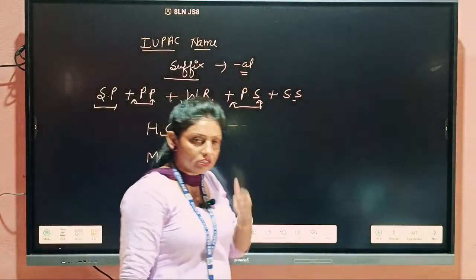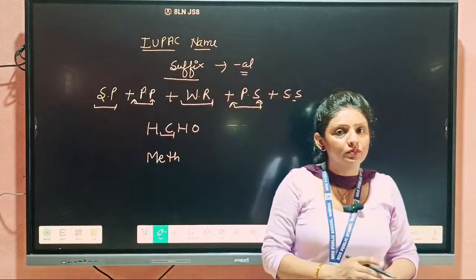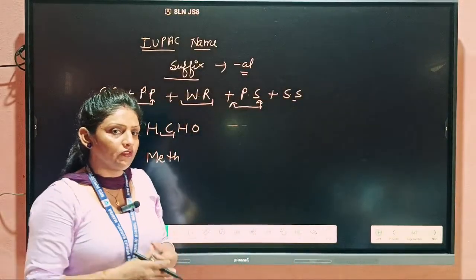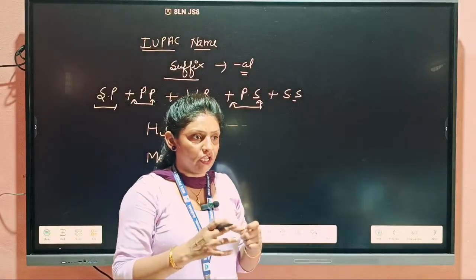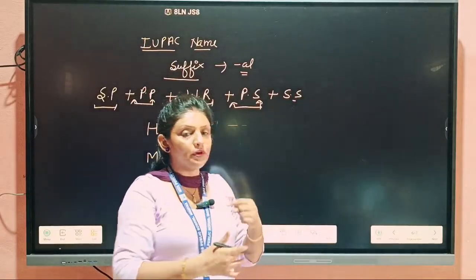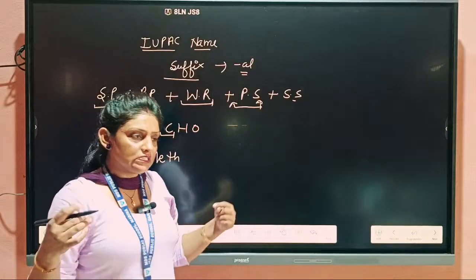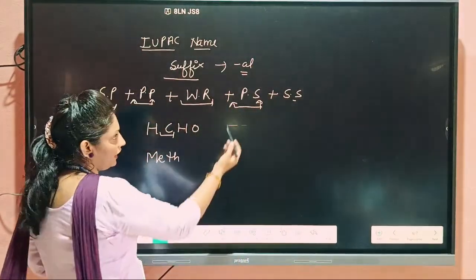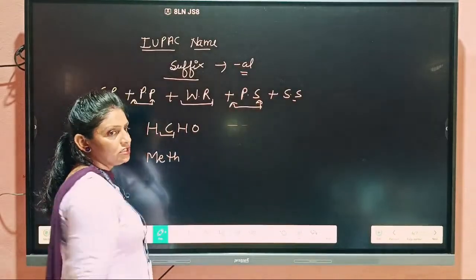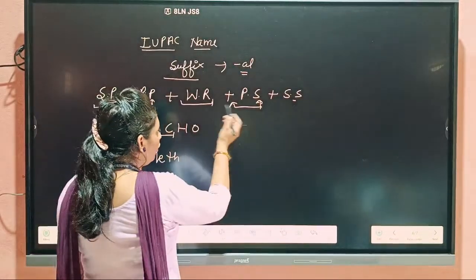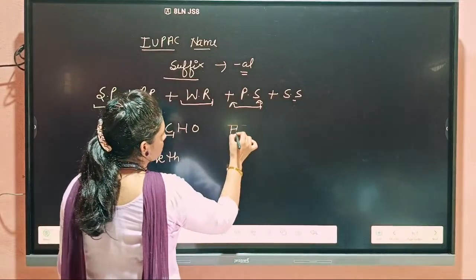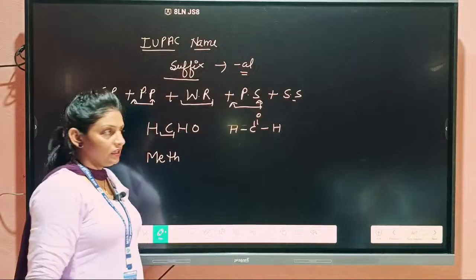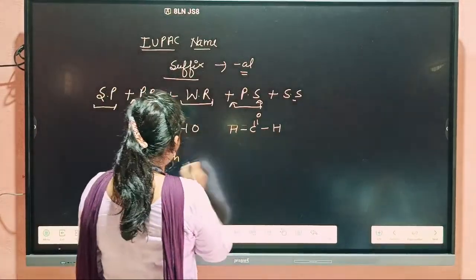Then the primary suffix will tell about the number of bonds. If there is a single bond between carbon and carbon, then we will use the suffix ane. If there is a double bond between carbon and carbon, the suffix is ene. We do not consider the bond between carbon and oxygen; we consider the bond between carbon and carbon. If bonds are double, then ene. For triple bond, the suffix will be yne. So all bonds are single here, so the carbon-carbon bond is single.